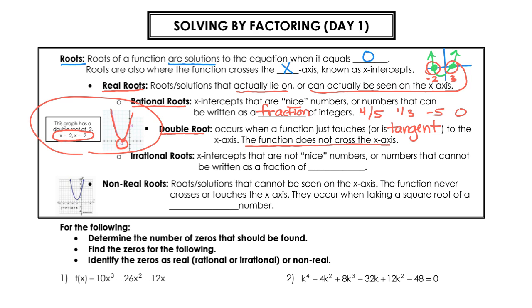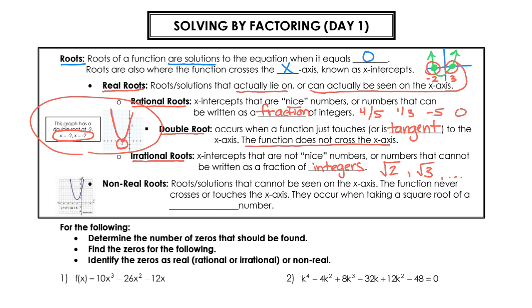Then there's something called irrational roots. These are x-intercepts that are not nice numbers, or numbers that cannot be written as a fraction of integers. A lot of times they're going to be square roots of numbers like the square root of 2 or the square root of 3 or something like that.